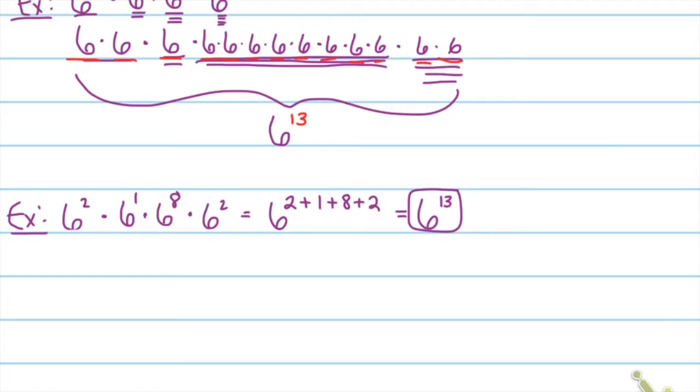So it's much faster to do it this way than it is to write it out in expanded form and recondense it. The product rule allows you to save some time. All right, moving on. Let's look at another example. Let's make it a little bit more complicated.